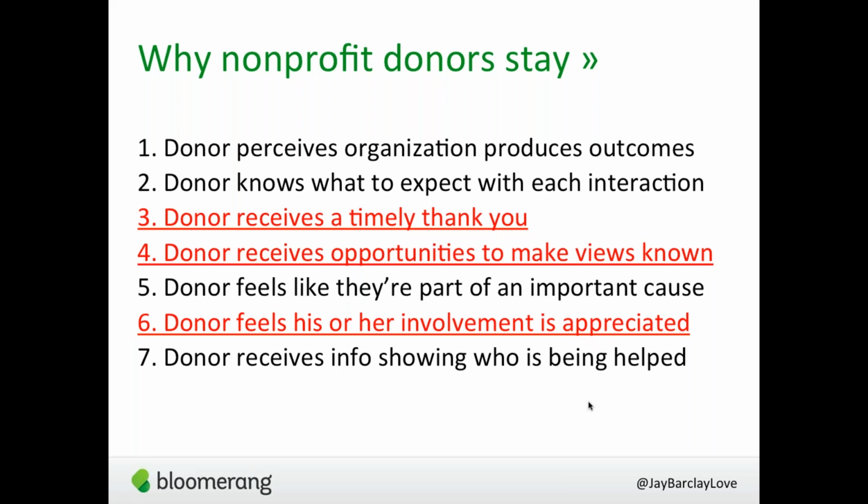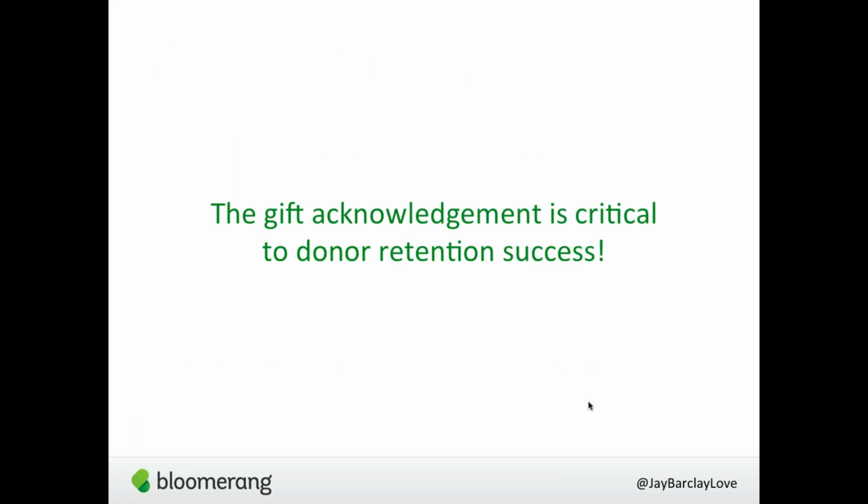Donor feels like they're part of an important cause. Number 6, donor feels like his or her involvement is appreciated. And then number 7, the donor receives info showing who is being helped. As you can see, all of these tie back in some way, shape, or form to the gift acknowledgement process. But there are those 3 that are outlined in red there that really specifically are driven almost entirely by the gift acknowledgement process.